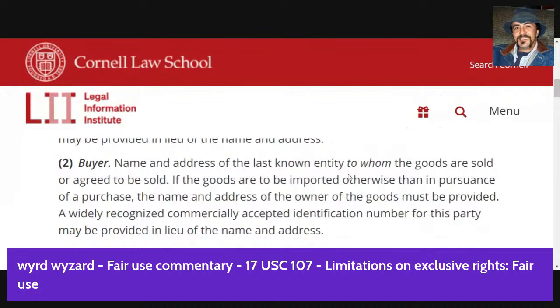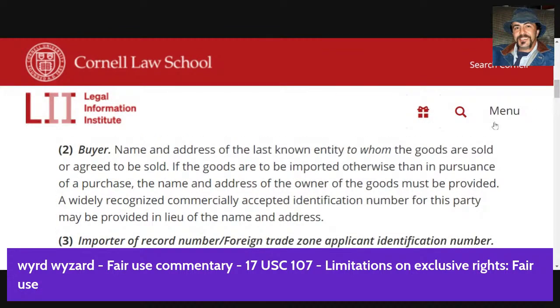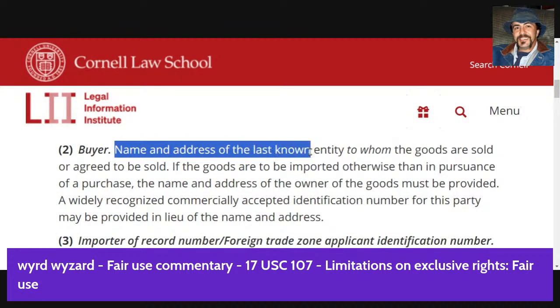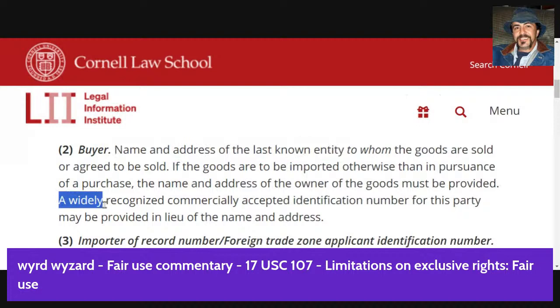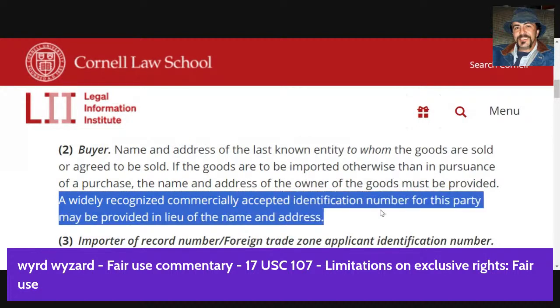Guess what? The buyer: name and address of the last known entity to whom the goods are sold or agreed to be sold. If the goods are to be imported otherwise than in pursuance of a purchase, the name and address of the owner of the goods must be provided. A widely recognized commercially accepted identification number for this party may be provided in lieu of the name and address.